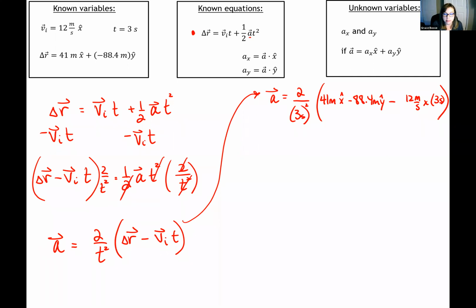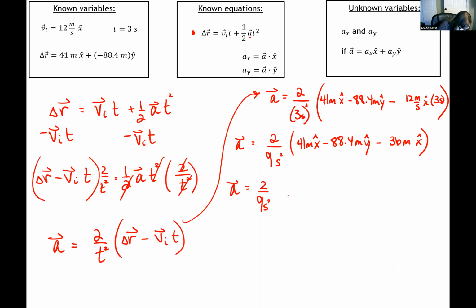All right, now I'm going to use some arithmetic and simplify this stuff. So vector a is 2 divided by 9 seconds squared, times 41 meters x hat minus 88.4 meters y hat minus 36 meters x hat. Notice that the 12 meters per second times 3 seconds, those seconds cancel out, and that's how I got my 36 meters. Okay, I'm going to continue with my algebra. I'm going to combine terms that have the x hats together. So a is still 2 over 9 seconds squared, 41 meters x hat minus 36 meters x hat. That's going to be 5 meters in the x hat direction minus 88.4 meters y hat. Okay, I can't combine those anymore. Now I'm just going to distribute the 2 divided by 9 seconds squared within those parentheses.